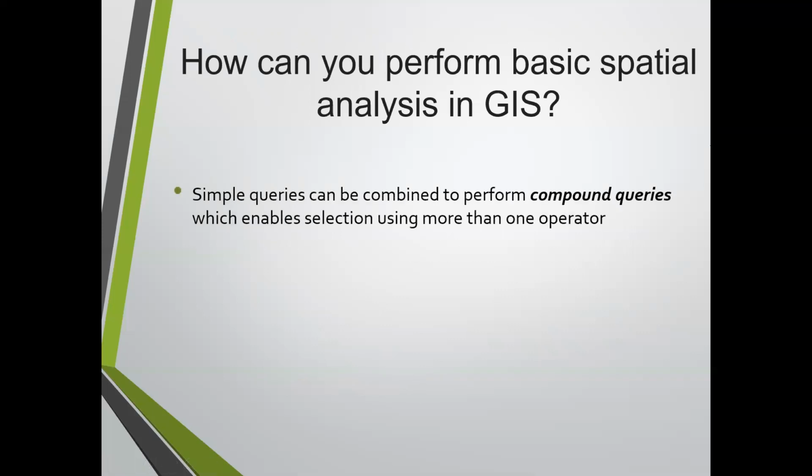Okay, now simple queries can be combined to perform what are called compound queries, where you're saying I could have this or I could have this. And so you're using an operator that links those two queries together, which is called a Boolean operator. That gets a little bit more complex, but the Boolean operators are connectors to use in your compound queries.